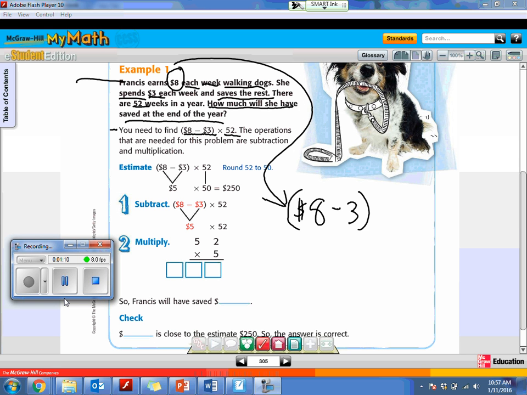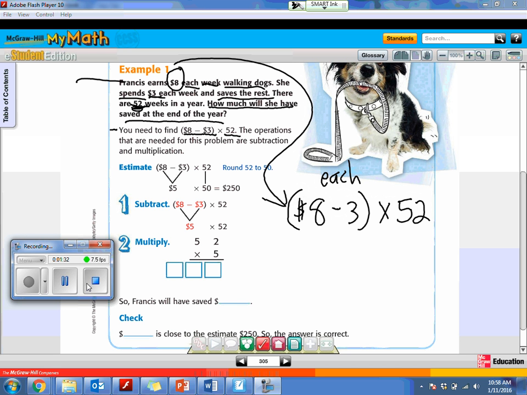Then it says she saves the rest. Then it says there are 52 weeks in a year. Remember, we want to know how much does she earn if she does that for 52 weeks. So we're going to have to multiply that by 52, because this is how much she does each week, and we want to know for the whole year, 52 weeks. So that's how we have our setup right there.